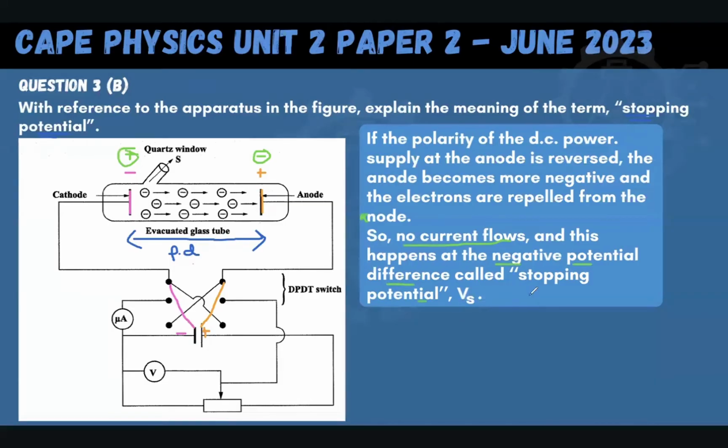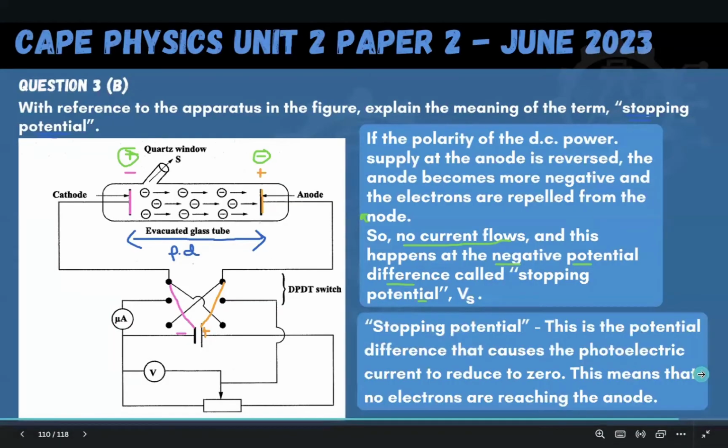So remember, the potential difference at which you're not going to have the flow of electrons, so you're not going to have any current, is what we call our stopping potential. And that's arrived at when we reverse the polarity of the anode and the cathode respectively. Okay, so let's just wrap this up with a nice definition of what the stopping potential is. So the stopping potential then is the potential difference that causes the photoelectric current to reduce to zero.